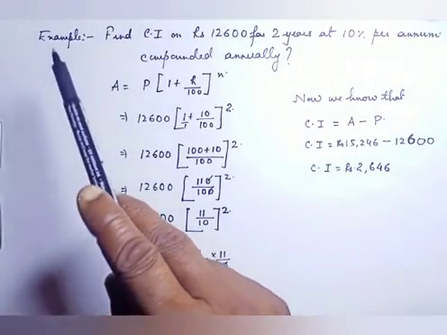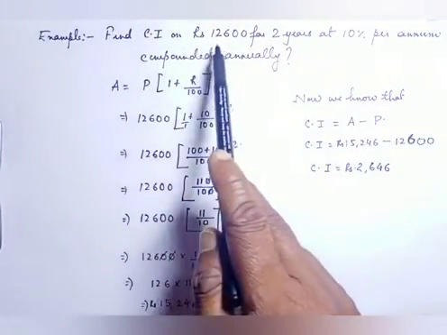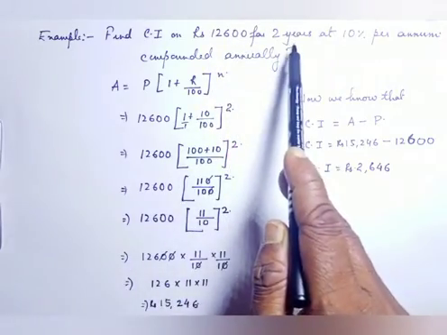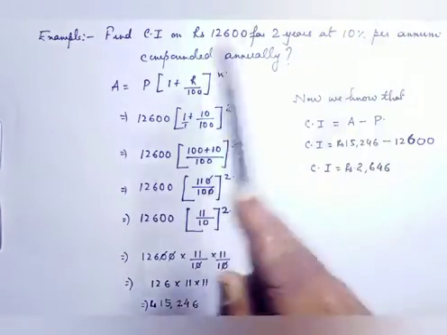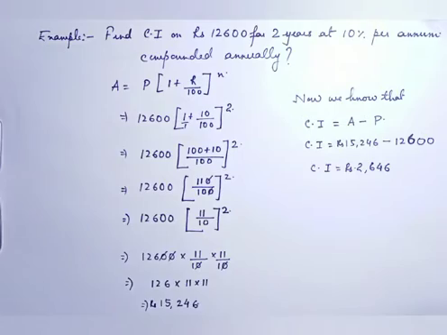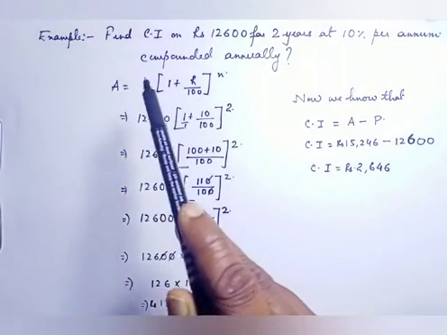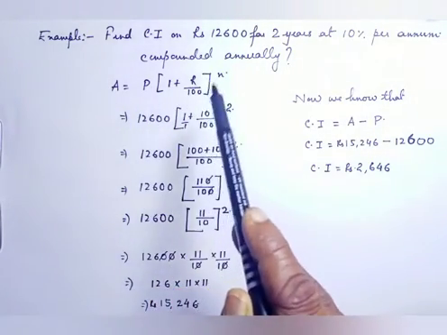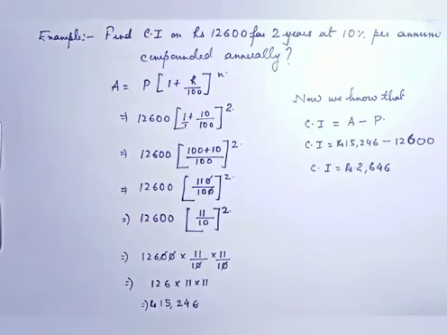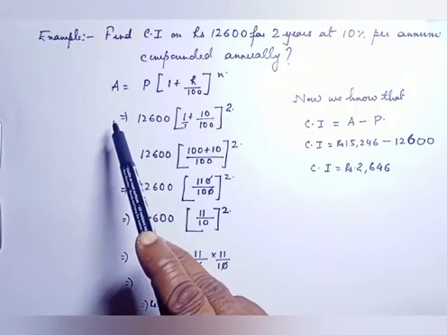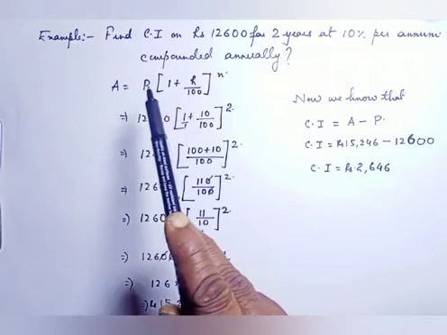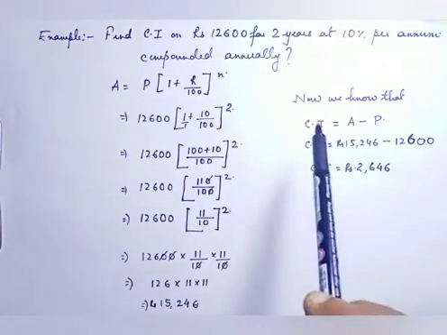Over here I have taken an example: find CI on rupees 12,600 for 2 years at 10% per annum compounded annually. Over here we are going to use the formula amount is equal to principal into 1 plus r upon 100 to the whole power n. If we get the amount, we know the principal, so directly we can find out CI.